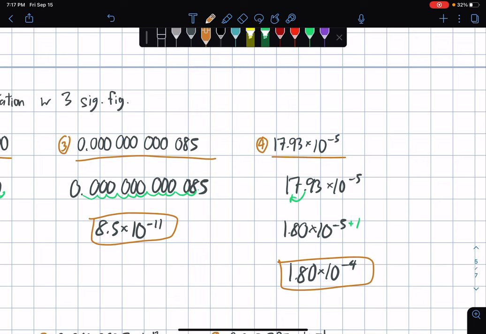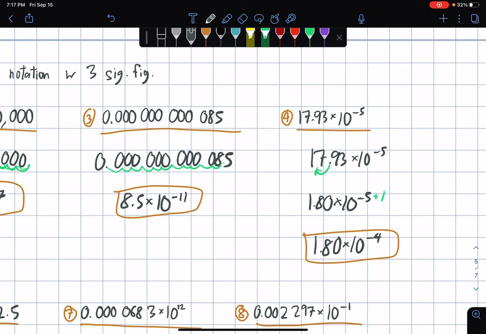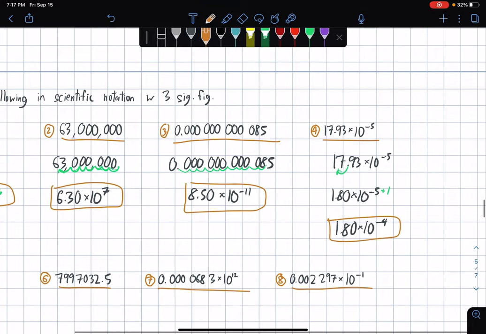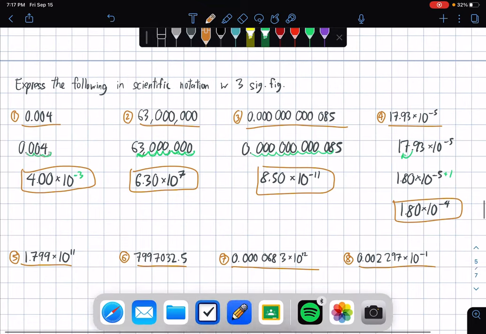Basic integer calculation. At this point, you have to know how to solve problems involving positive and negative integers. By the way, for number 3, I almost forgot our answers. For both number 2 and 3, we should just add a 0 beside to make it 3 significant figures. Alright, let's double check.